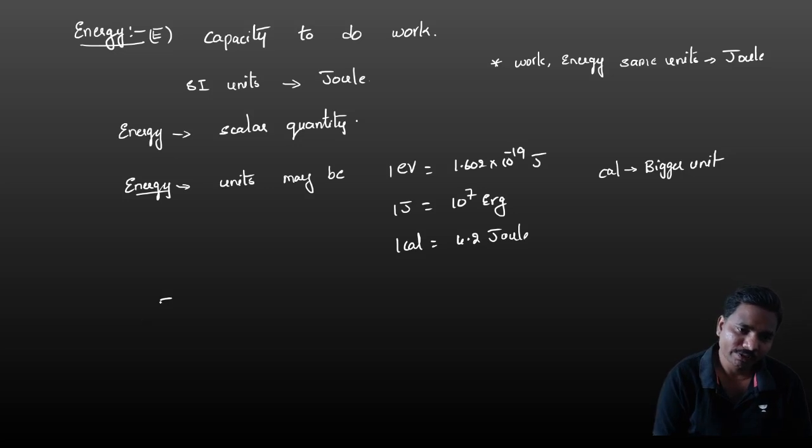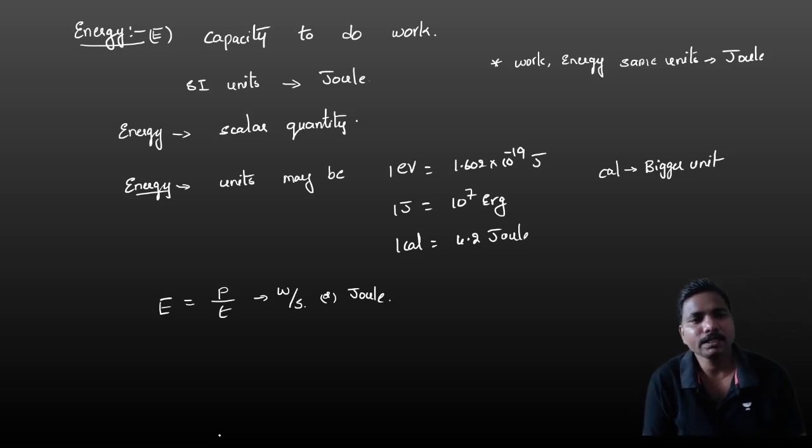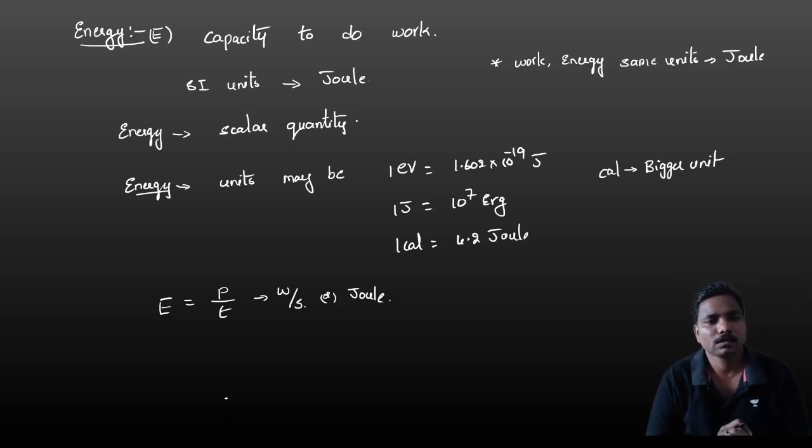So here, energy with respect to power: energy is also power by time. Power by time, that is watt per second. Watt per second is also another unit, or generally joules. Okay, so this energy may be potential energy or kinetic energy. That means mechanical energy is divided into two types, potential energy and kinetic energy.